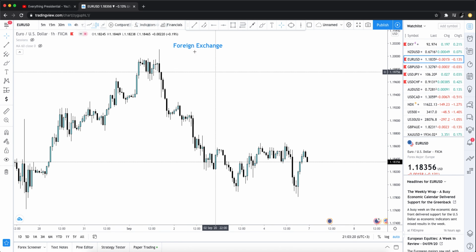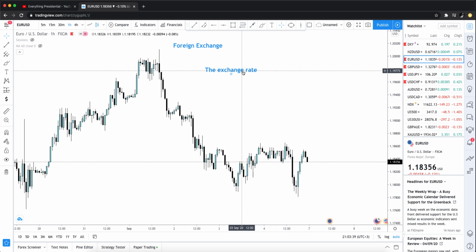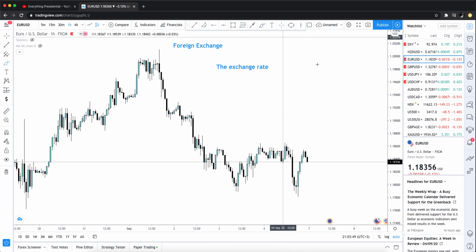So that is number one. What is Forex? Forex is basically foreign exchange. The second thing we're going to talk about is the exchange rate. So you are investing on or in the exchange rate. What is the exchange rate? The exchange rate is all these numbers that you see on the right hand side.